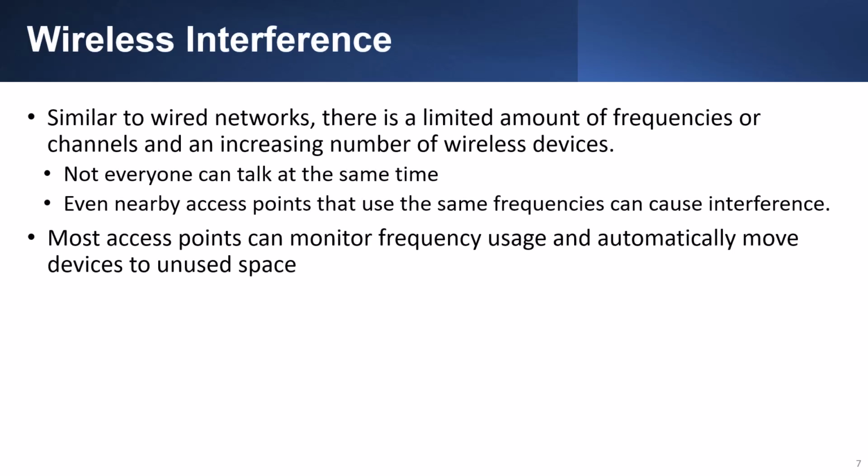Similar to wired networks, there's a limited amount of frequencies or channels and an increasing number of wireless devices. Not everyone can talk at the same time. Even nearby access points that use the same frequencies can cause interference. Most access points can monitor frequency usage and automatically move devices to unused space.